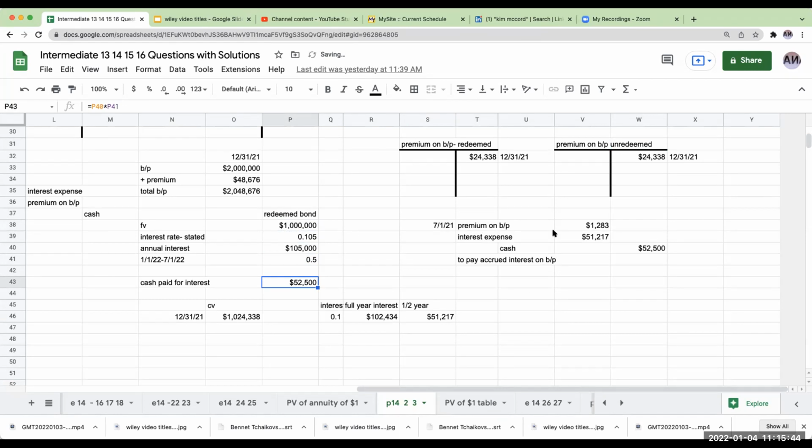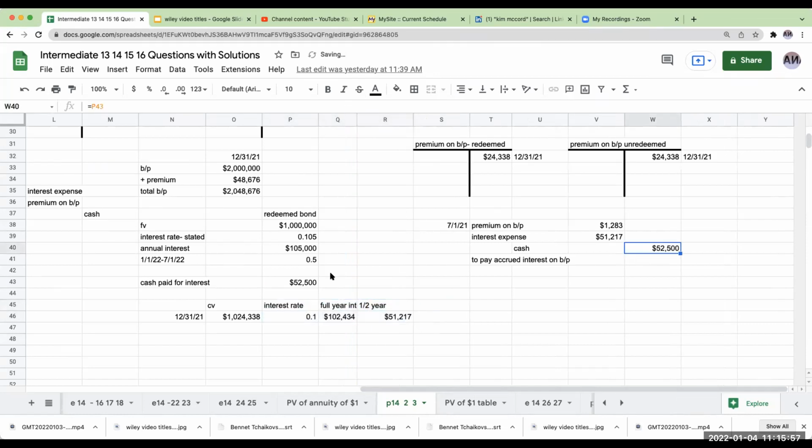Then I have to say, well, I know my cash. This is always the journal entry we use to record interest expense if we have a premium situation. So that's the amount of cash that I paid. But what was the amount of the interest?